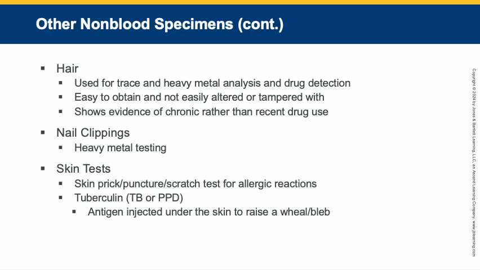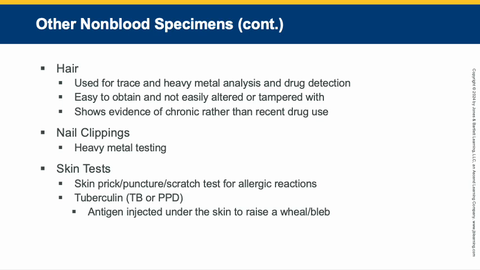Hair. This can be collected to detect alcohol and drugs of abuse like amphetamines, opium, cocaine, or marijuana. Hair can also be used to identify poisoning by heavy metals like lead and mercury, as well as for DNA analysis. It's easy to obtain, less invasive, and cannot easily be altered or tampered with. But because you're testing for those kinds of things, you will use chain of custody procedures if it's required for that particular patient.